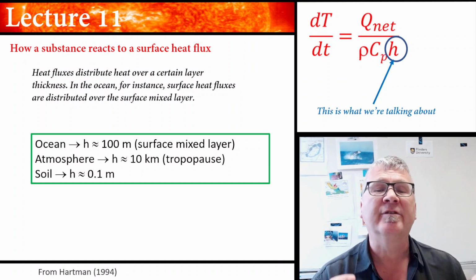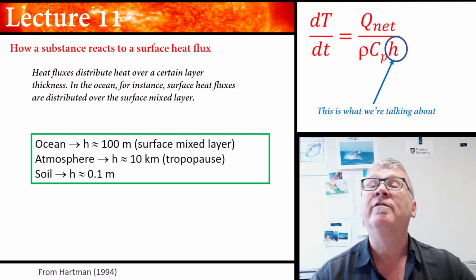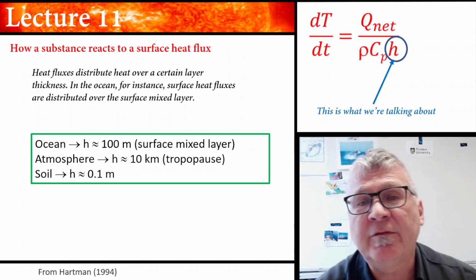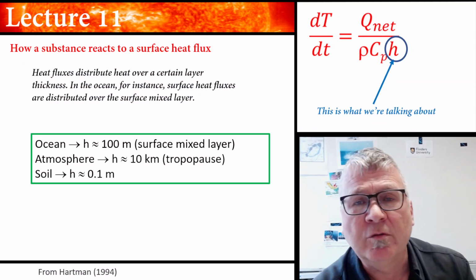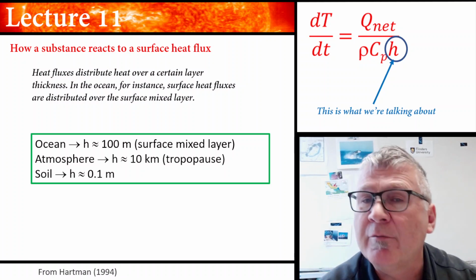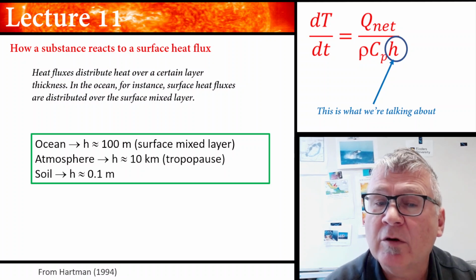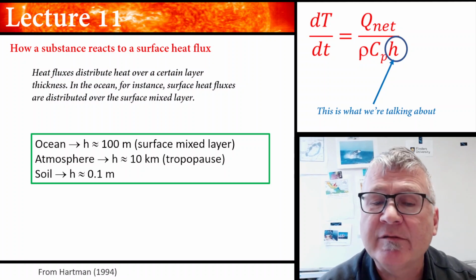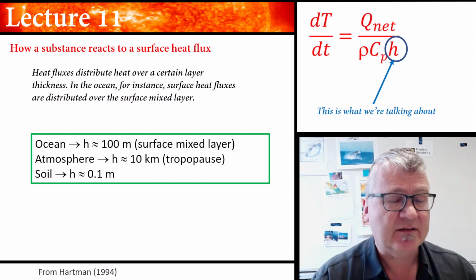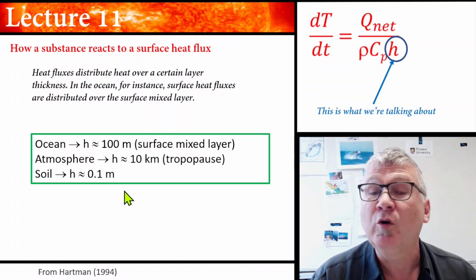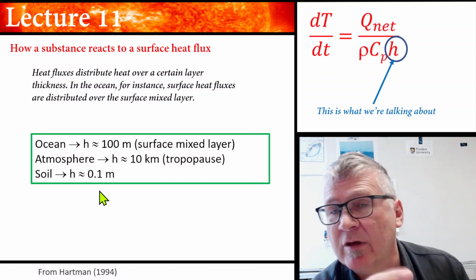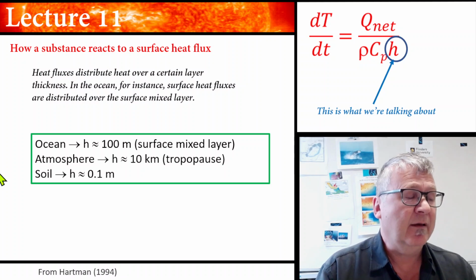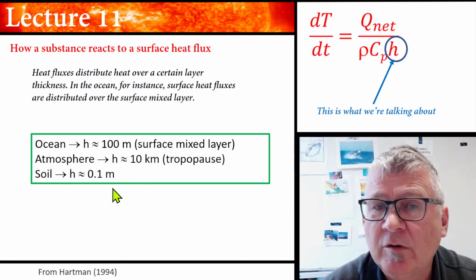In the ocean, for instance, surface heat fluxes are distributed over the surface mixed layer. And the surface mixed layer in the ocean, if you just go to tropical regions, is about 100 meters. You don't worry about differences, you just use 100 meters as an example. Soil is much lower. We're talking about centimeters, and here we use 10 centimeters.